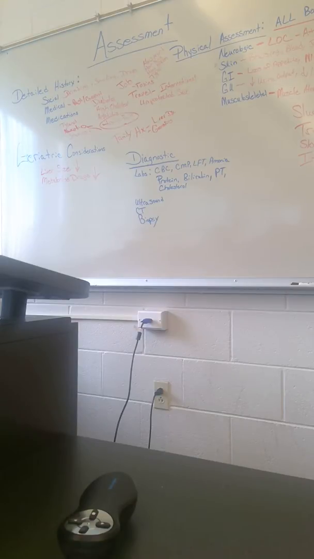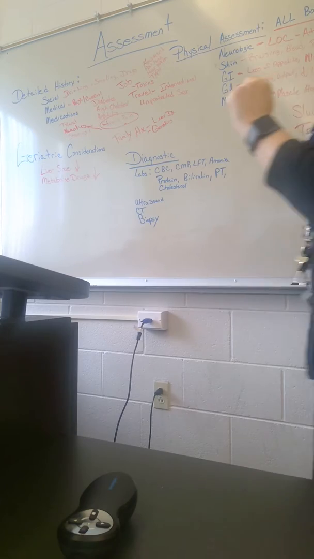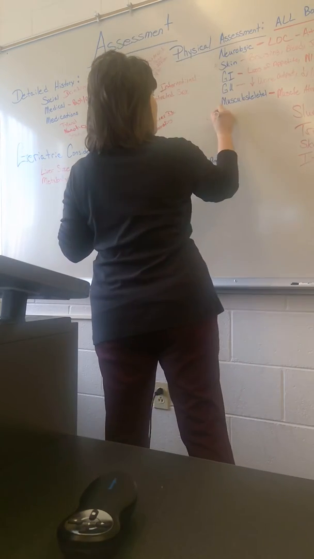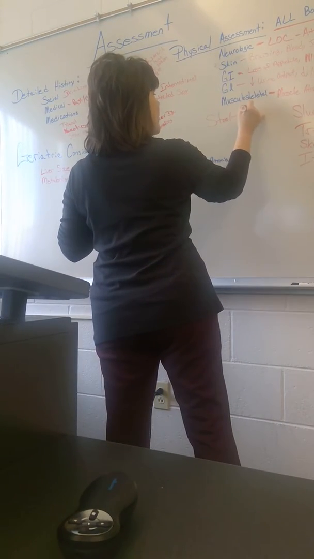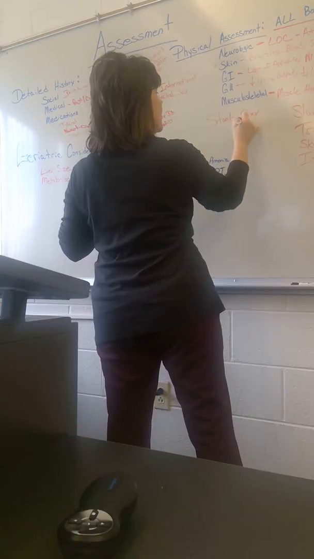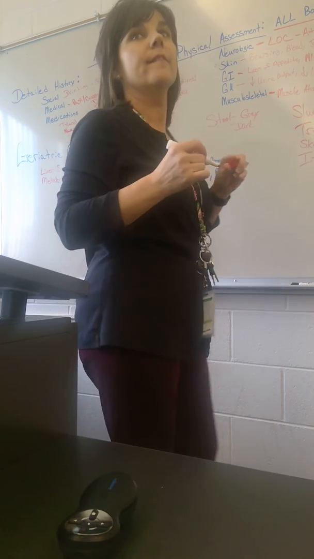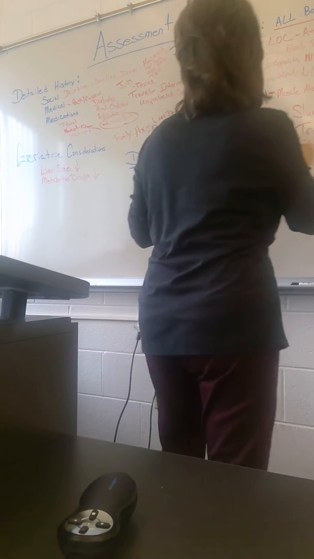Because bile backs up, and so what colors our stool and our urine? Does anybody know? Dark and gray. Okay, so the stool, and that's something else that we want to assess, is stool. So it can be gray. Did you say dark? Gray. It's a gray stool and dark urine. Okay, dark urine.